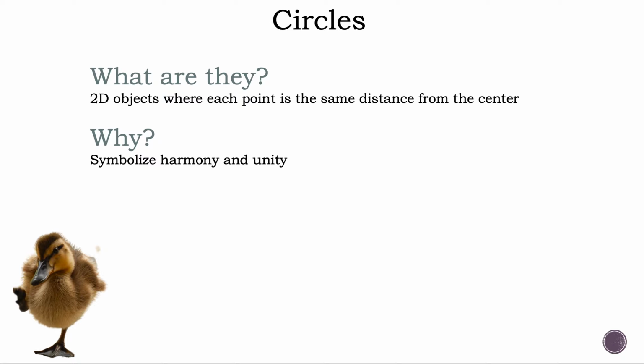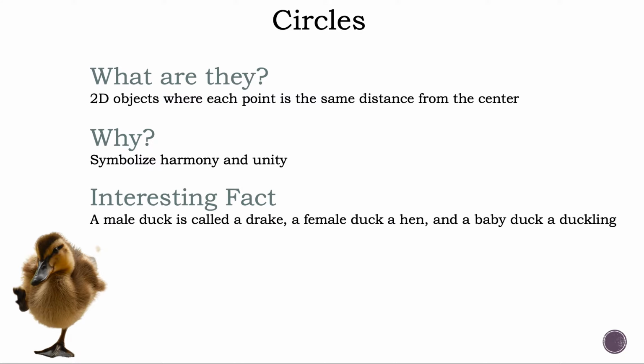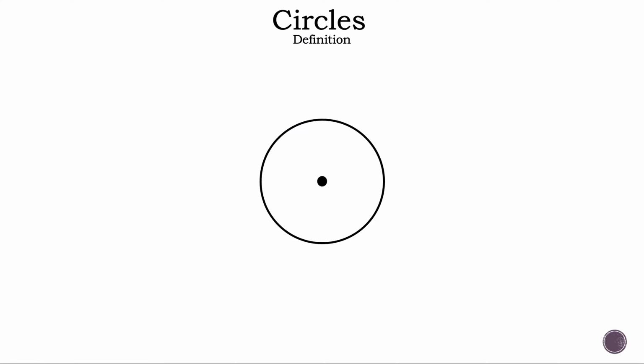They symbolize harmony and unity. Interesting fact, a male duck is called a drake, a female duck a hen, and a baby duck a duckling.